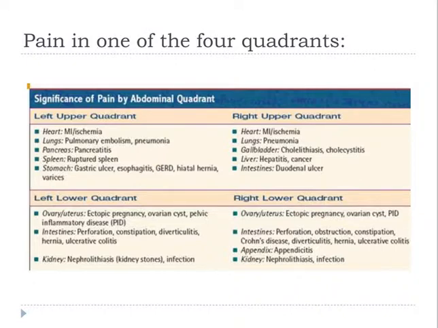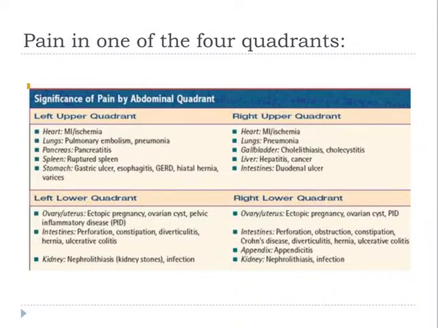For right upper quadrant, we want to think, are we maybe dealing with the gallbladder or the liver? With the left lower quadrant, we're going to be thinking more intestines, bowels, and or the kidneys. Right lower quadrant, we're going to be suspecting appendicitis.